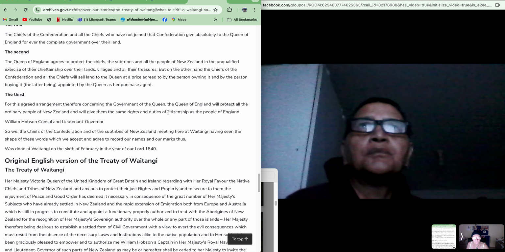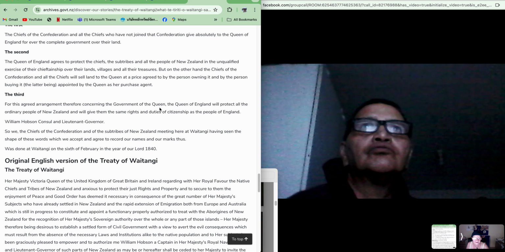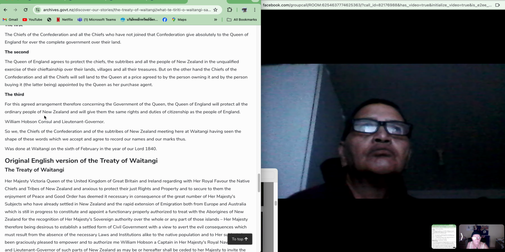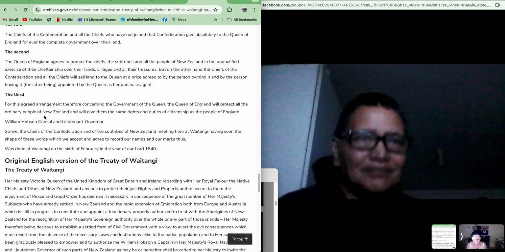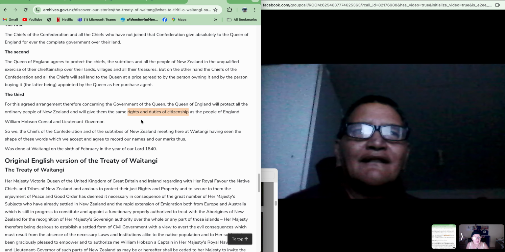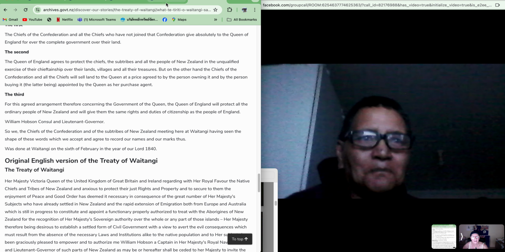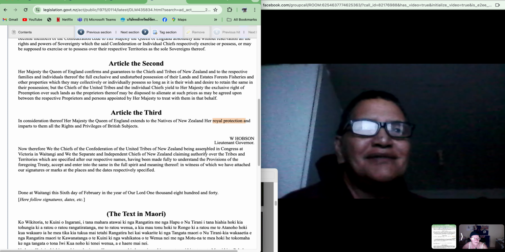That's gone. For this agreed arrangement, therefore, concerning the government of the Queen of England will protect all the ordinary people, but not in her royal status, in a personal status. And will give them the rights and duties of citizenship. Now you see here, it's got rights and duties, right? This is important. And you see here, it has got rights and privileges and royal protection, right?